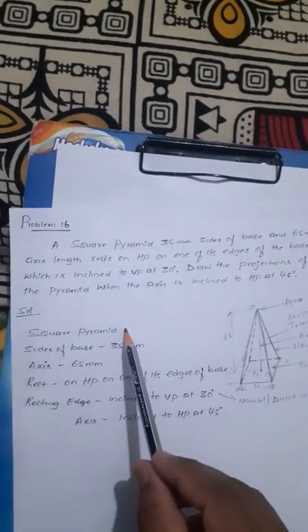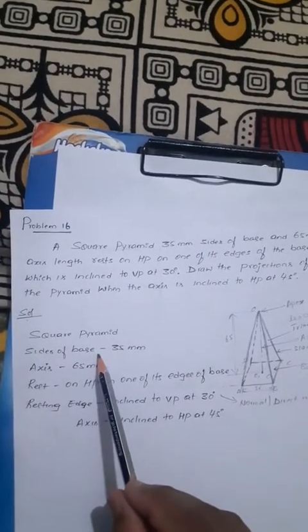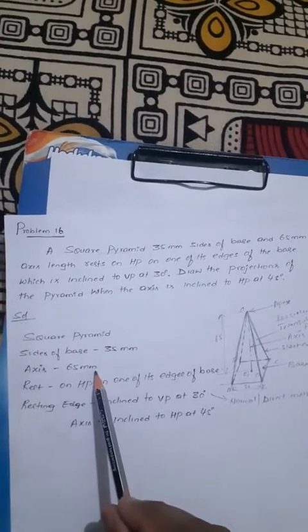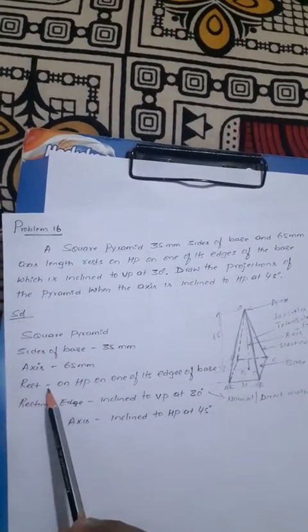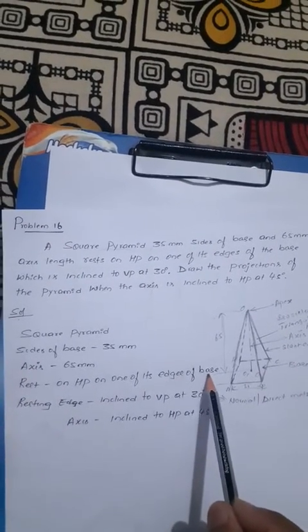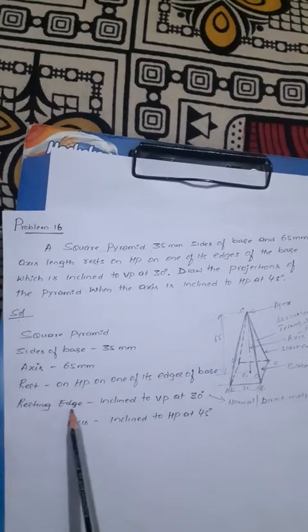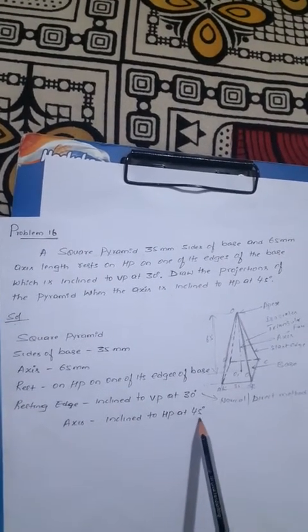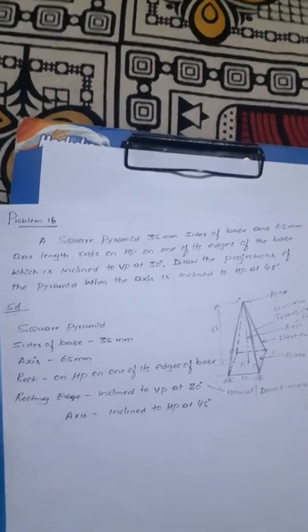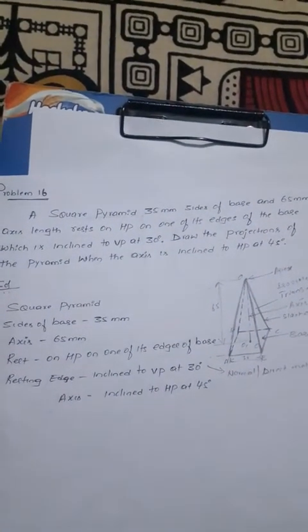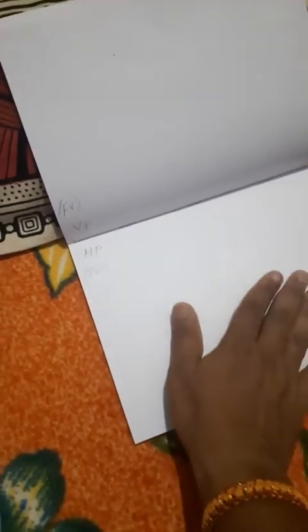The type of solid is a square pyramid. The side of base is how much? 35 mm. Axis length is how much? 65 mm. What is the resting condition? Rests on HP on one of its edges of base, right? Next, the resting edge is inclined to VP at 30 degrees. The axis is inclined to HP at 45 degrees. Now we will see that concept, then we will move on to the problem. Now as you know, this is a horizontal plane.